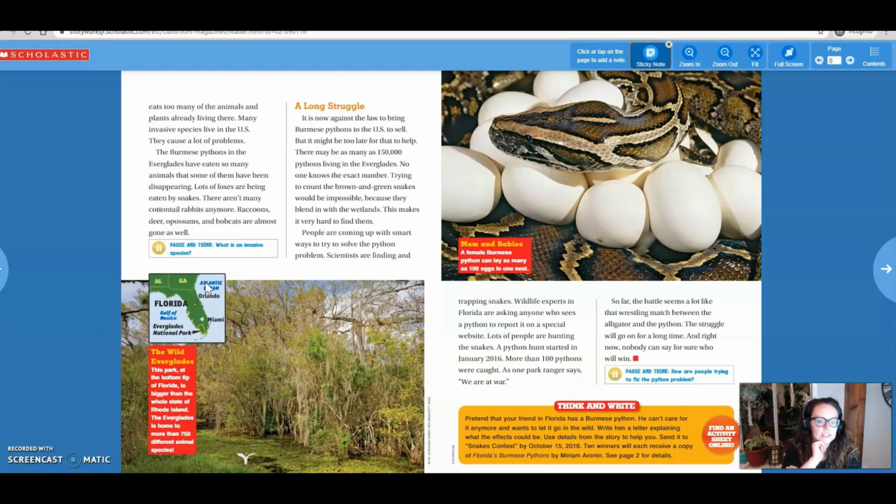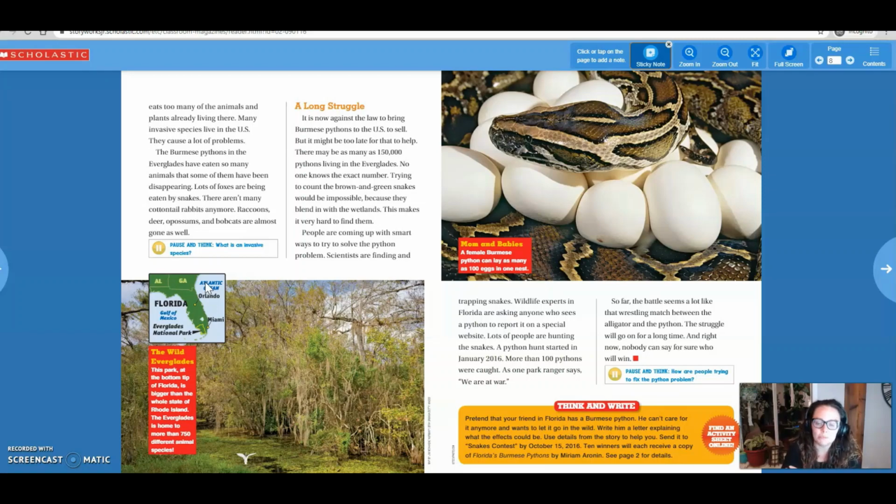Many invasive species live in the U.S. They cause a lot of problems. The Burmese pythons in the Everglades have eaten so many animals that a lot of them are disappearing. Lots of foxes are being eaten by snakes. There aren't many cottontail rabbits anymore. Raccoons, deer, possums, and bobcats are almost gone as well.